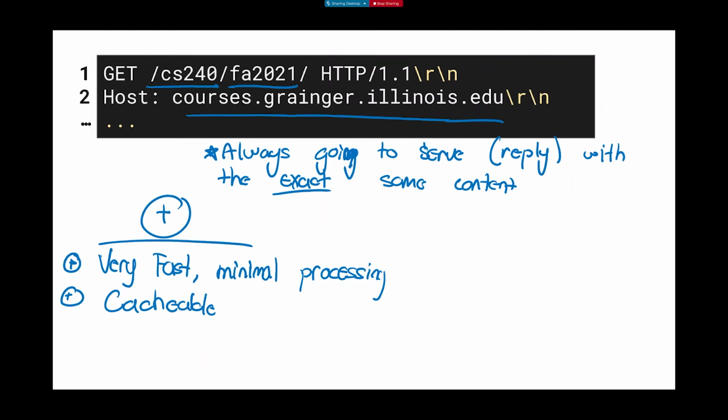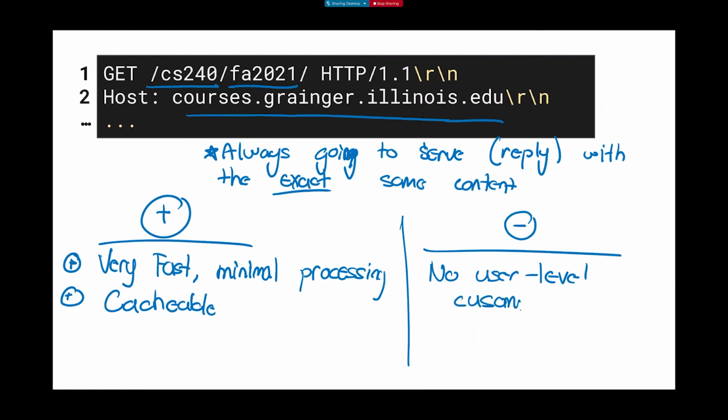But there are some disadvantages to it. Because it's cacheable, because it's fast, because everyone receives the same content, the disadvantage is that there's no user level customization. So that means no login or anything like that. On a purely static website, you're not going to have any user login. You can't customize it to different users. So you don't log into the CS240 website, for example. There's no customization for you versus everyone else out there.